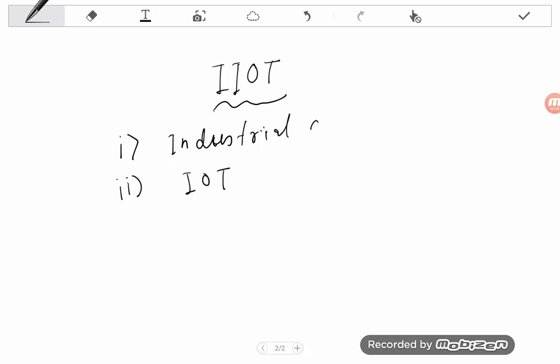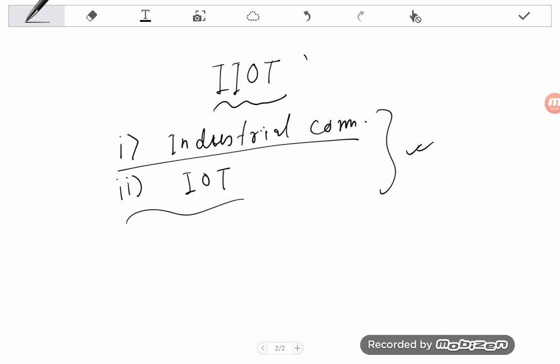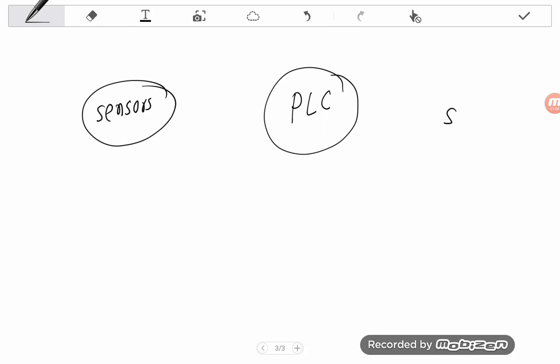So industrial communication and IoT. These are the two things you should know before understanding the concepts of Industrial Internet of Things. So, what about industrial communication? In industry, there are mainly four things. First is various sensors. The second one is PLC. The third one is SCADA. And the final one is ERP like SAP.